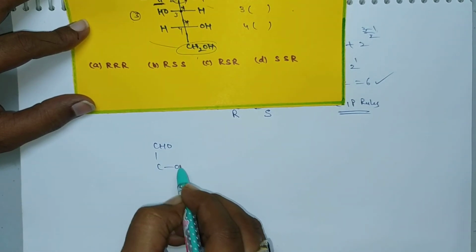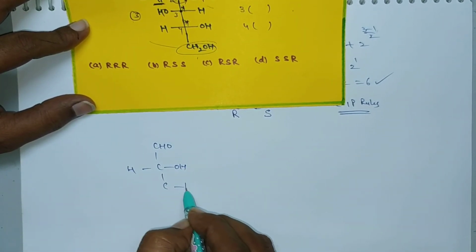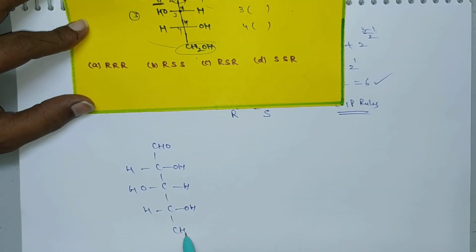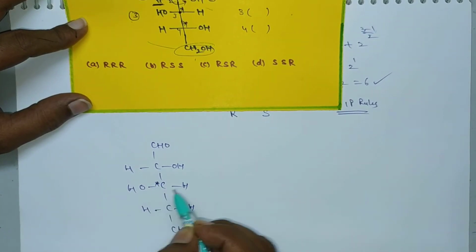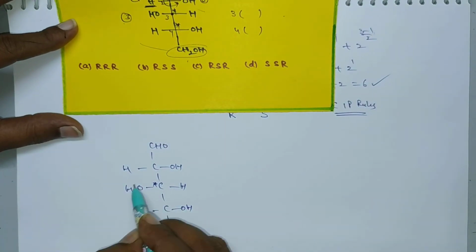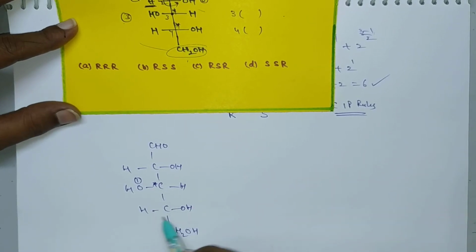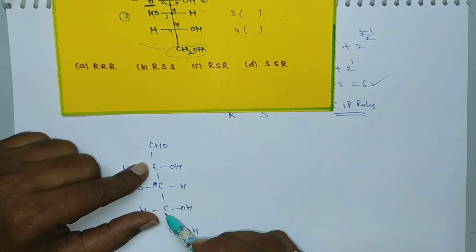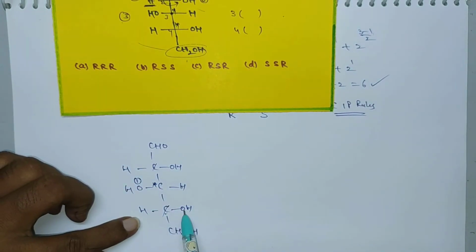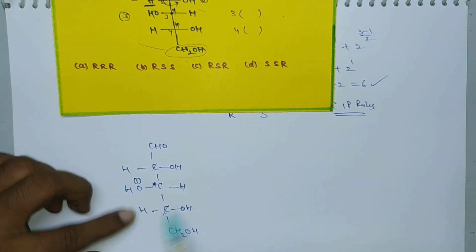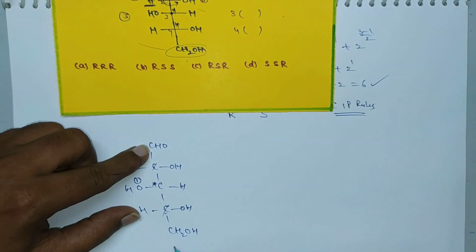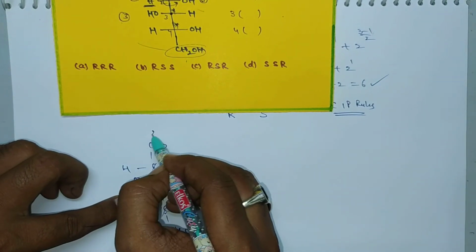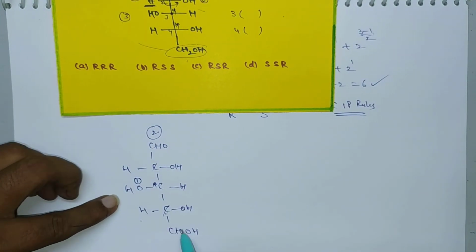CHO, OH and H, and H and OH, OH and H, CH2OH. For this carbon you have to check the configuration. In this carbon the first preference goes to oxygen, and the second preference goes to carbon and carbon. Two similar elements are there. If there exist 2 similar elements, we have to go for the next element. Here the next elements are oxygen, oxygen, hydrogen, hydrogen. These will be cancelled, and next goes to CHO and CH2OH. CHO will get the highest priority, so the second preference goes to this one.